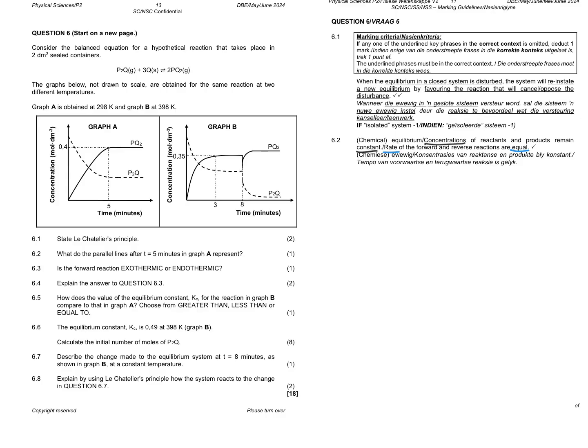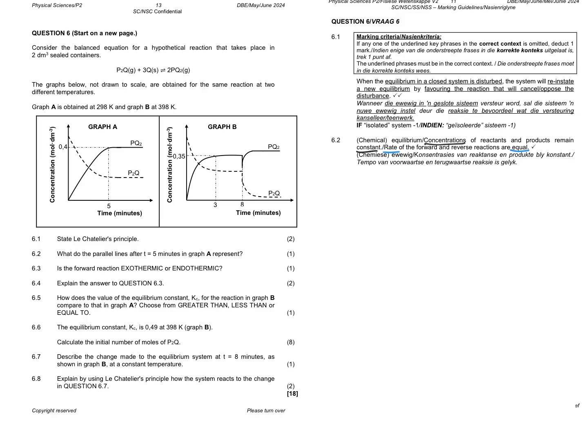Then, for 6.3, they're now asking if the forward reaction is exothermic or endothermic. And that's only for 1 mark, so I suppose you could just guess. But if you look carefully, PQ2 is a product. So PQ2 is a product. And in graph A, you end up with a concentration of 0.4 for PQ2.